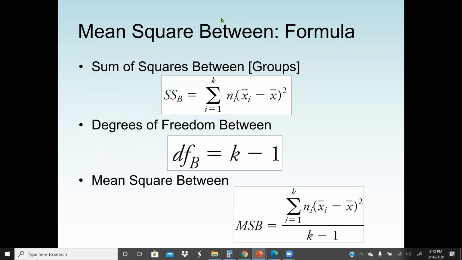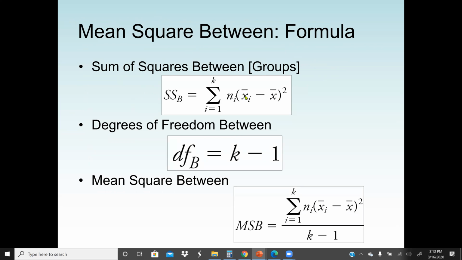So this is the formula for mean square between. The sum of squares between groups will be the difference of each group mean minus the grand mean, all squared, times the size of the sample. Then we add it to the next group.